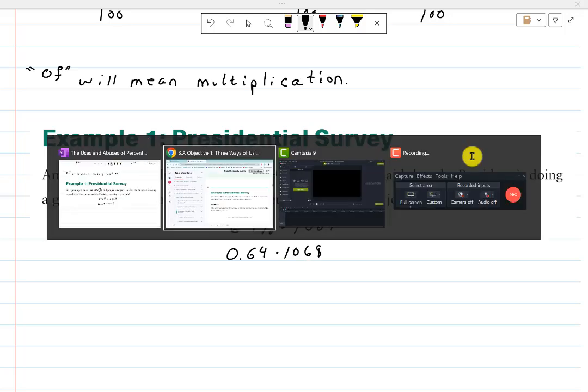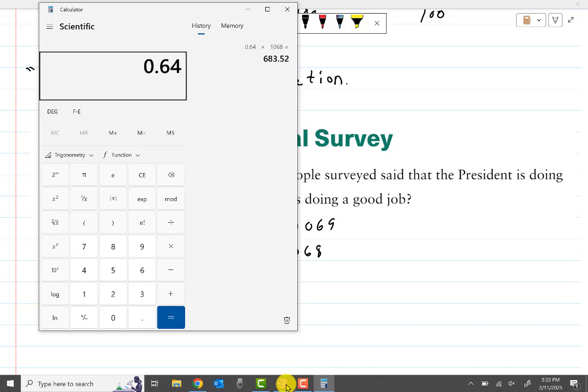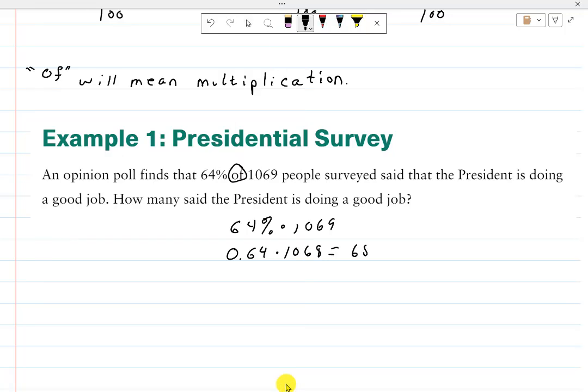Let me pull out the calculator. 0.64 times 1069, 684.16. So most likely, if we're talking about the number of people, then it's most likely that there were 684 people. And then when you took the percentage of that, it probably rounded like 63.9% up to 64%.